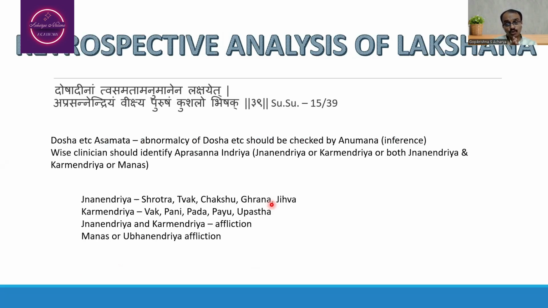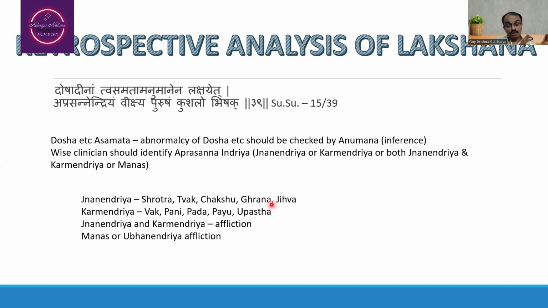So regarding how to know about the Anukta Vyadhi, we have said doshadhinam lingaihi. Now identifying the linga, how are you going to identify that? That is being identified by aprasannendriyam. Doshadhinam tu anuva asamatam anumanena lakshayet. Aprasannendriyam viksha purusham kushalo bhishak. Aprasannendriya, that is dysfunctioning of indriya or poorly functioning of indriya, or the person is having the discomfort in doing the functions of the indriya. So that is indicative of the abnormal functions of dosha, dhatu or mala.